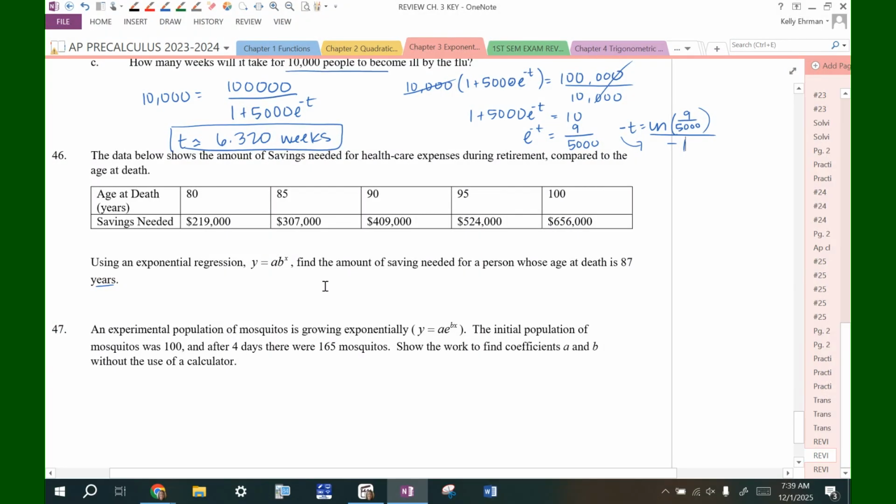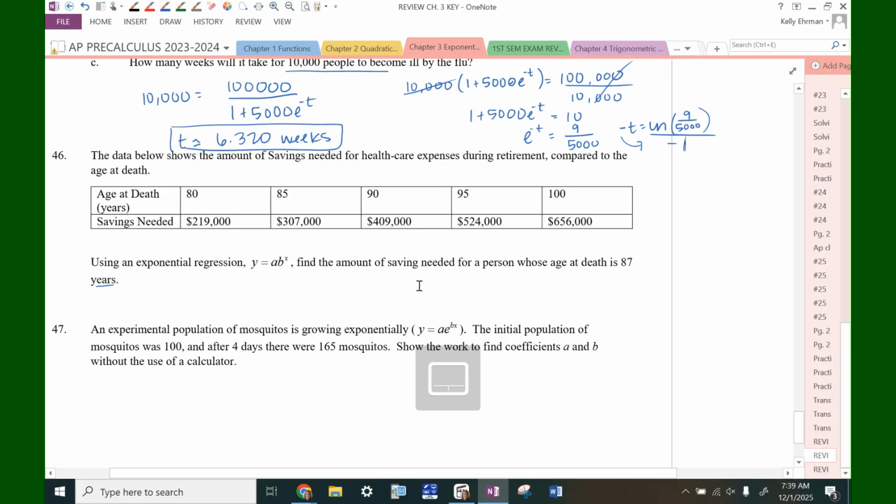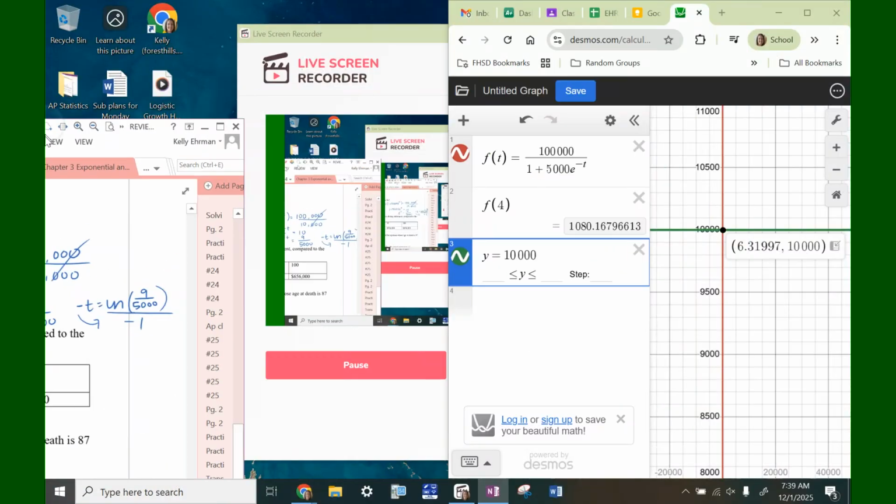Okay, 46. The data below shows the amount of savings needed for healthcare expenses during retirement compared to the age of death. Using an exponential regression, find the amount of savings needed for a person whose age at death is 87 years. So that's asking me to, let's see, savings needed is the output and age of death is the input. So let's go to DESMOS to add this table.